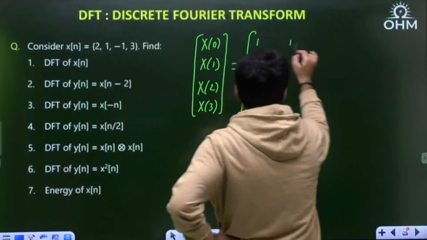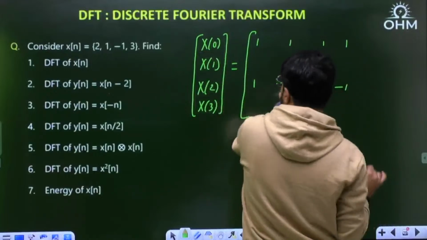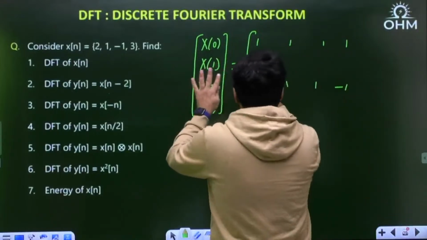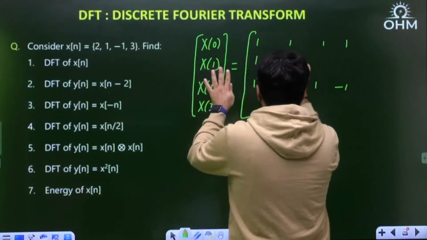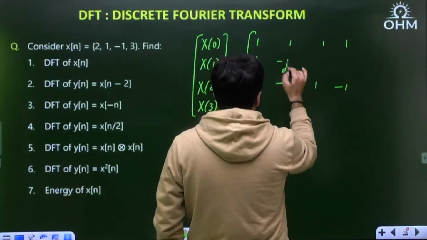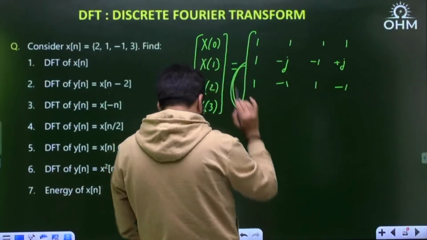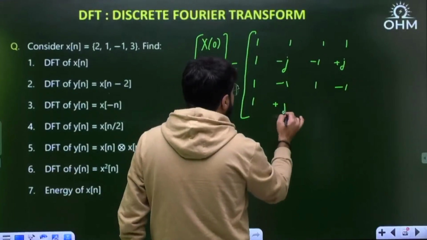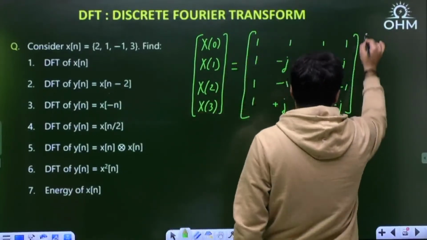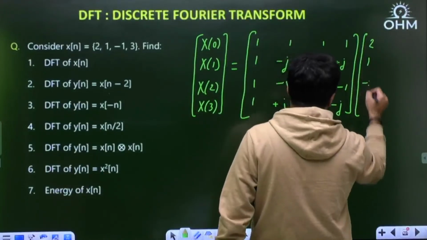First row 1 1 1 1, third row alternate 1 minus 1, 1 minus 1. First row all 1, third row alternate plus minus. Then I told you only the second row needs to be remembered, and only its first two elements: 1 and minus j, and then change the sign, minus 1 plus j. Then the fourth and second rows are conjugates of each other. So 1 is 1, minus j conjugate will be plus j. Minus 1 is again real, plus j conjugate minus j. Then write down the signal as the column vector: 2, 1, minus 1 and 3.